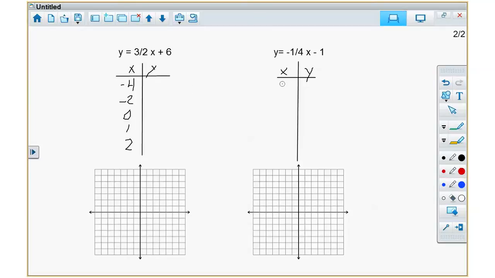What numbers are we going to use over here? Negative what? Negative 8. Negative what? 0. Skipped 1. 8's down here, yeah? 4. Good. Multiples of 4.